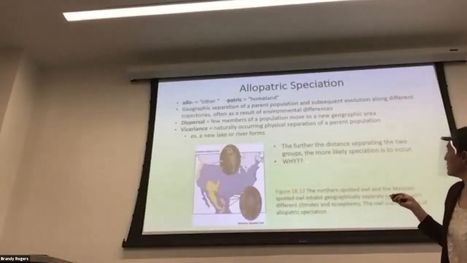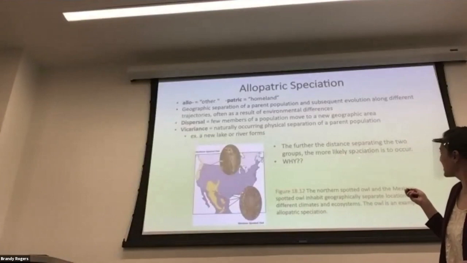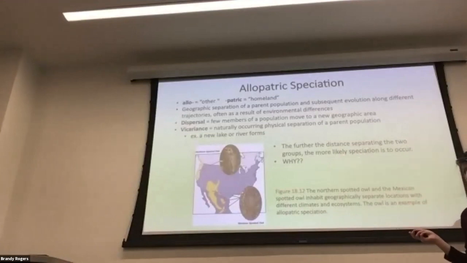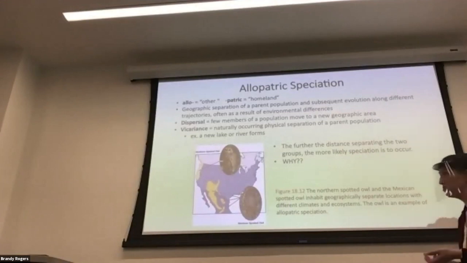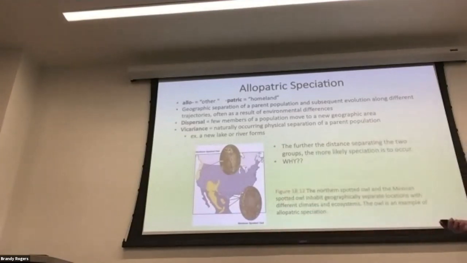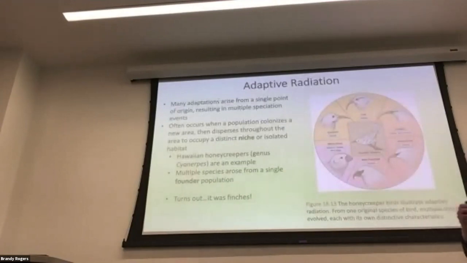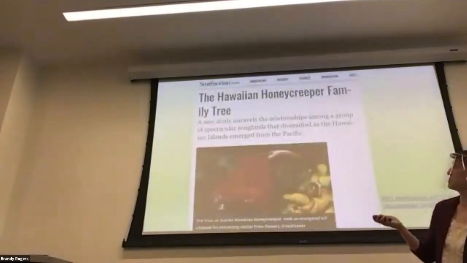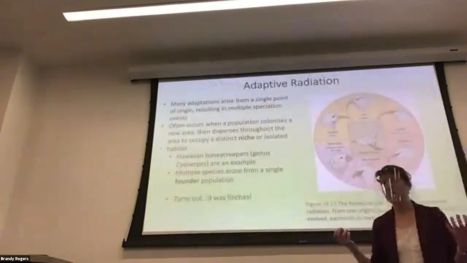Now, the further the distance separating the two groups that have split, the more likely speciation is to occur. Why do you think that is? Distance. Yeah, the further apart you are, the more likely your environmental conditions are somewhat different, right? Different plants grow, different climate circumstances, that sort of thing. So that's allopatry. Underneath the heading of speciation and allopatry comes adaptive radiation. Adaptive radiation is right in between allopatry and sympatry, because it's kind of both.